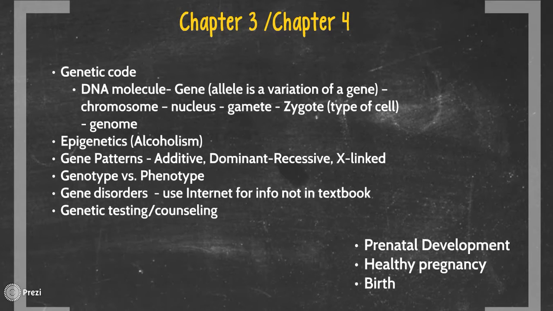So the smallest is the DNA molecule, and that's what the genes are made up of. So obviously DNA is smaller than a gene. Then the next one is allele, and that is actually a variation of a gene. So an allele is a gene. That's why it's confusing, because those are kind of on the same level. There's not really one that's bigger or smaller.